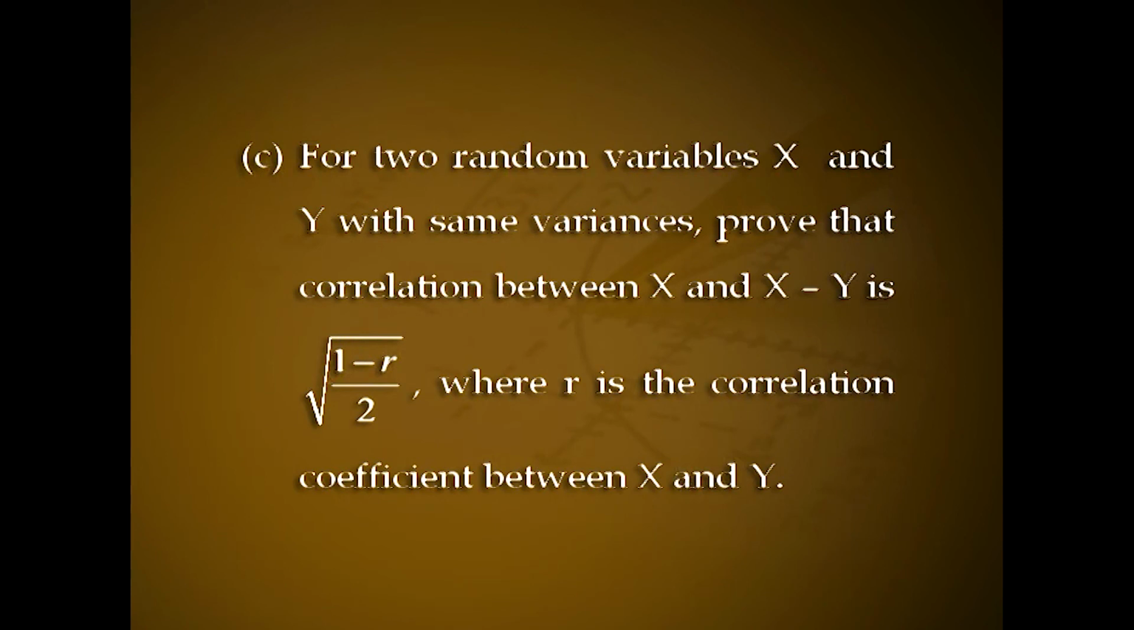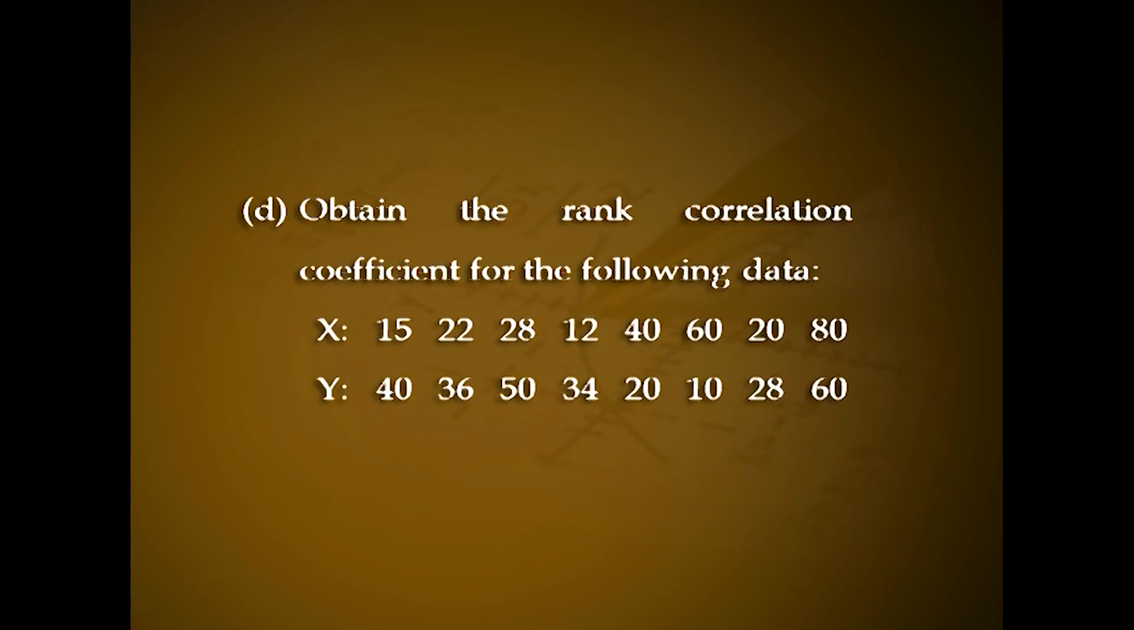C. For two random variables x and y with the same variances, prove that correlation between x and x minus y is square root of (1 minus r)/2, where r is the correlation coefficient between x and y. D. Obtain the rank correlation coefficient for the following data: x values 15, 22, 28, 12, 40, 60, 20 and 80, corresponding y values 40, 36, 50, 34, 20, 10, 28 and 60.